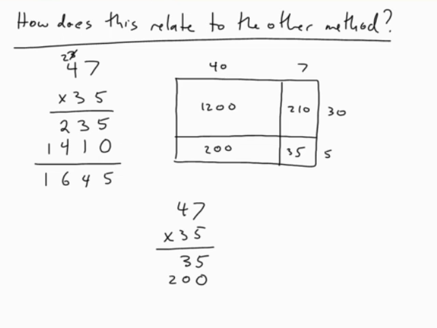Then we go on to the next step, which is not 3 times 7, but 30 times 7, which is 210. And for the last step, we have 40 times 30, which is 1,200.